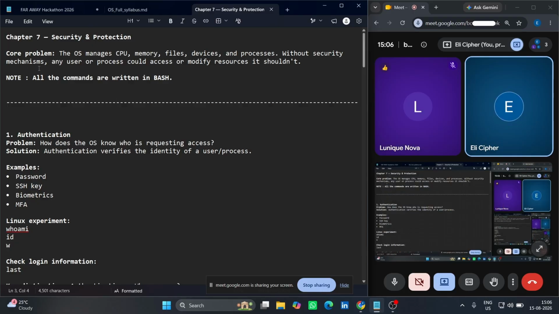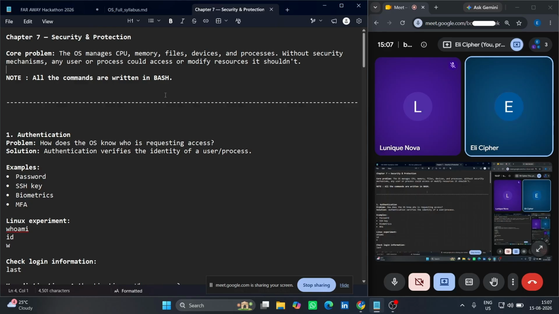Okay. So, what's the core problem here? Firstly, make sure that all the commands are written in bash here. So, what is the core problem? The OS manages CPU, memory, files, devices, and processes without security mechanism. Any user or process could access or modify a resource it shouldn't, right? This line itself defines everything, which is basically a very big threat for any IT based infrastructure.